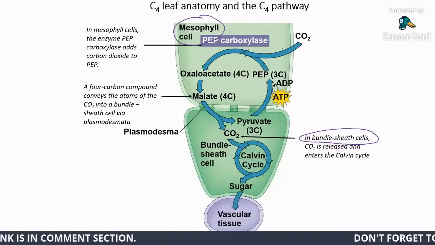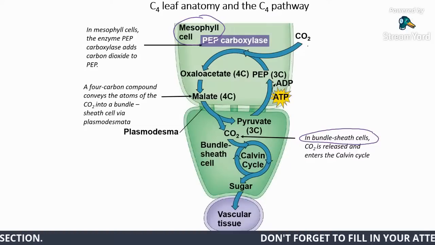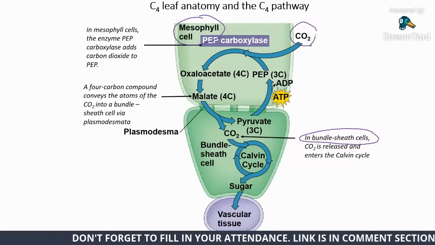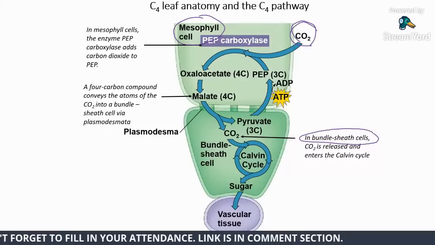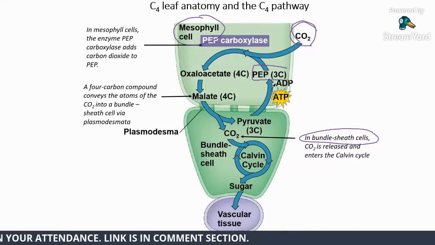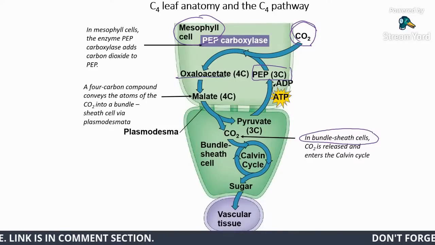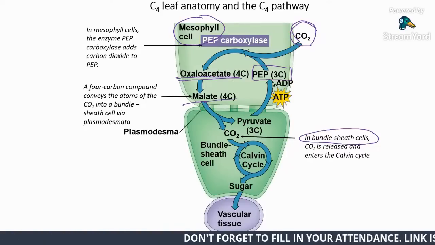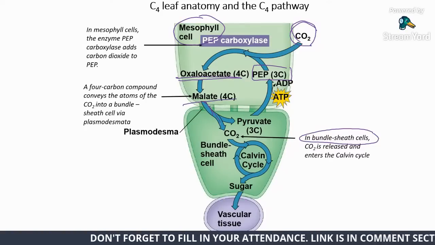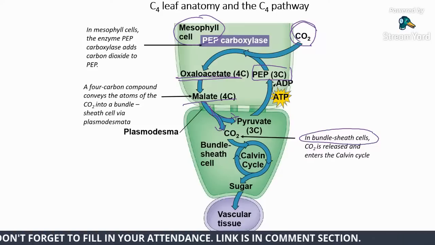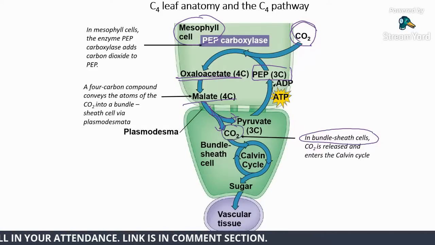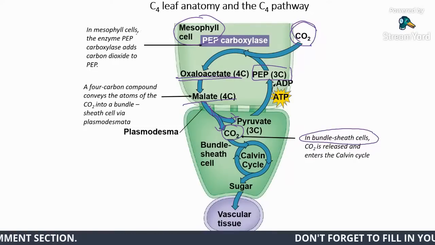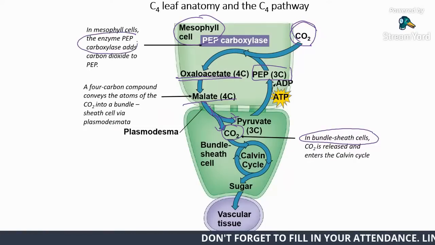Right? So in mesophyll cell, dalam mesophyll cell kita akan conduct C4 pathway, which CO2 is incorporated into PEP. Right? And it will form oxaloacetate. Right? And then it will form malate. Malate will move into bundle sheath cell and dia akan separate into pyruvate and CO2. Right? And we have additional enzyme which is called PEP carboxylase.